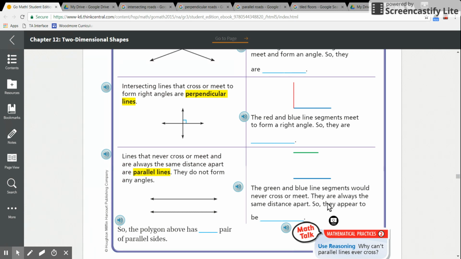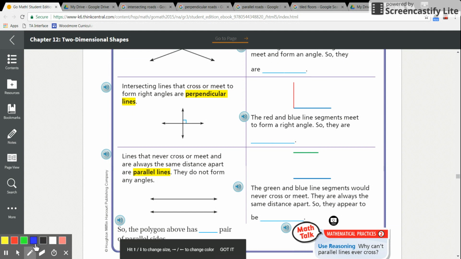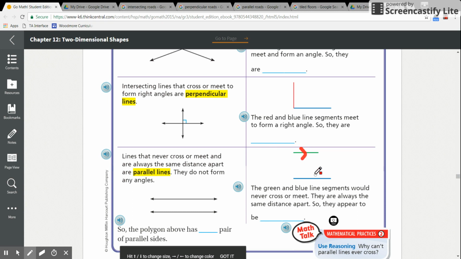They are always the same distance apart, so they appear to be parallel. What you'll see in 4th grade and in 5th grade are symbols for parallel lines. They'll put an arrow on top of each line to represent parallel. If you see one arrow, it's always parallel to the other line with an arrow.